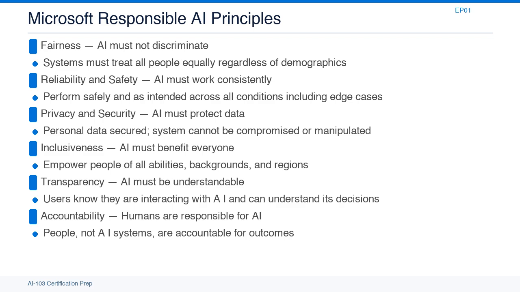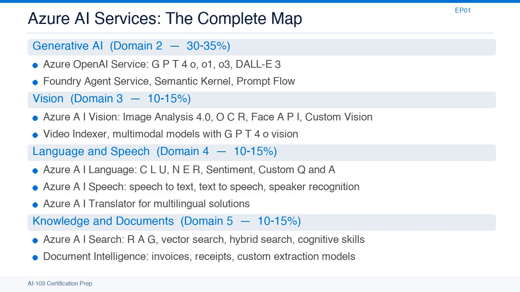Fairness principle. Memorize these 6 principles. Before we dive into each domain, let me give you the complete map of Azure AI services. This is your reference for the exam. You need to know which service belongs to which category and what it is used for.